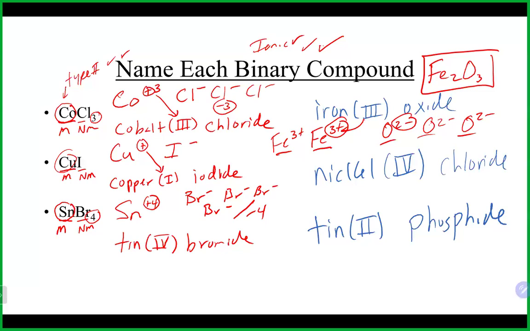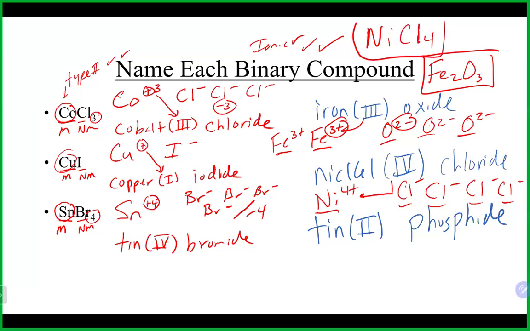Nickel Roman numeral 4 chloride tells me my nickel has a +4 charge because that is the Roman numeral. And chloride is group 7, which means it has a -1 charge. In this case, we need to get to 0, so we need not 1 Cl, not 2, not 3, but we actually need 4 of them to balance it out. That means we have 1 nickel and 1, 2, 3, 4 Cls. And you can put it together there for NiCl4. Any questions on that one there?